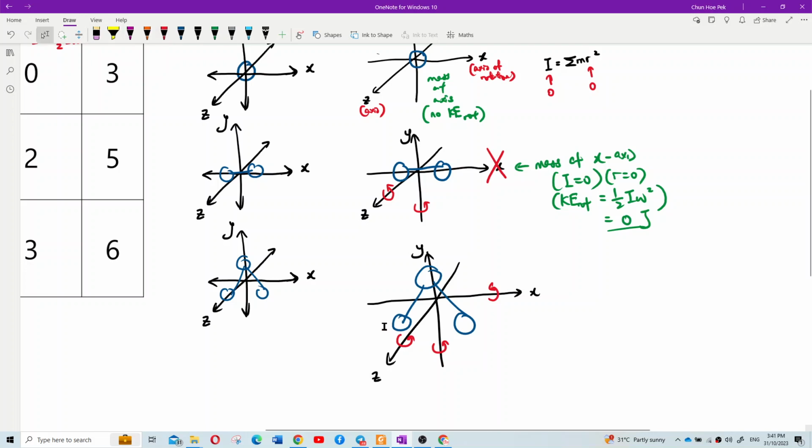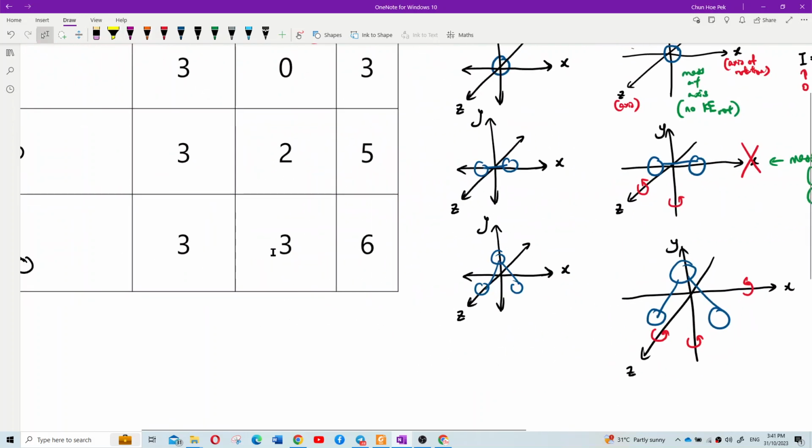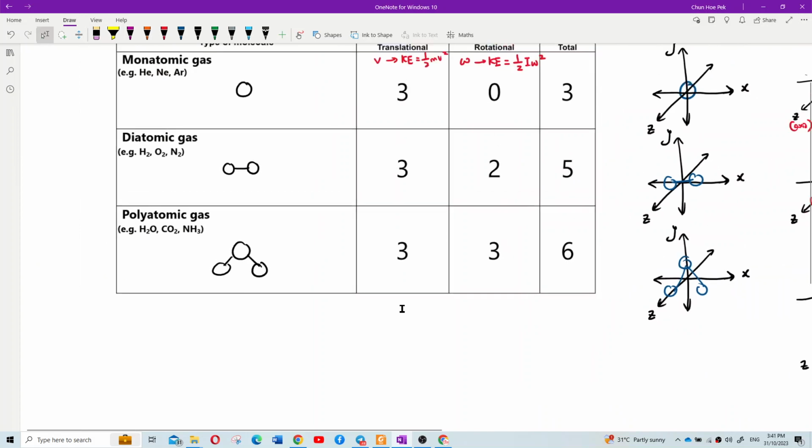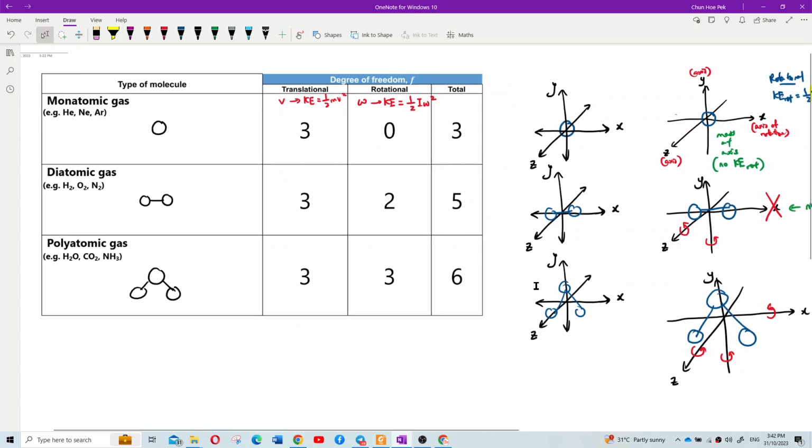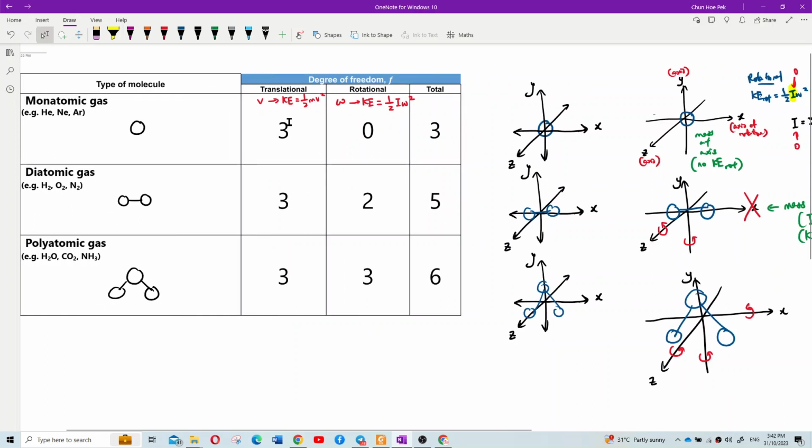So you have 1, 2, 3. You have 3 rotational degrees of freedom for polyatomic. So total has 3 plus 3, 6 degrees of freedom. Okay, everyone? For translational, all can move in all directions, so all of them have 3. Okay, good. So everyone, you understand already.